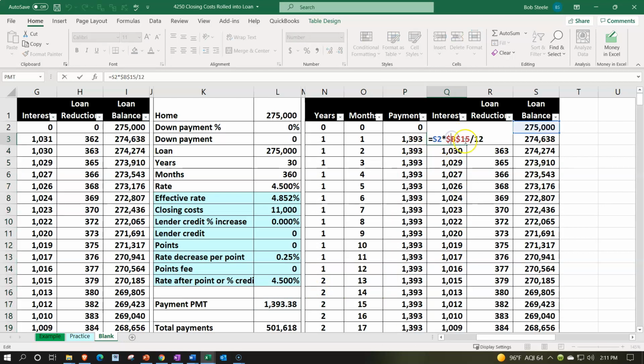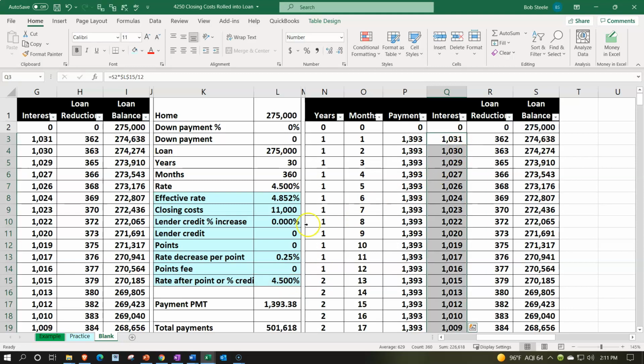Interest also has an absolute reference in it on B15. We don't want column B. We want this cell right here, the 4.5. Going to select F4 on the keyboard, $ before the L and the 15. Going to copy that on down.